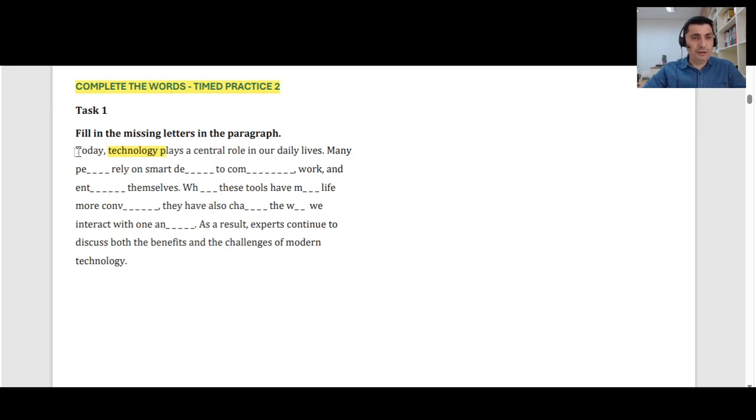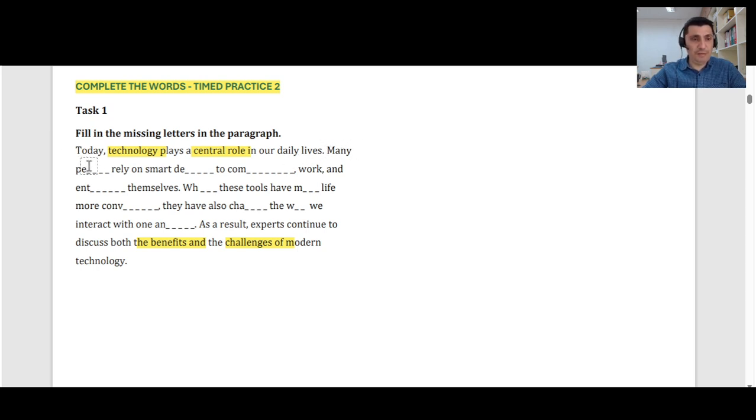As you can see, this part is about the role that technology plays in our lives, all right? And if you read the last sentence, it says, experts continue to discuss both the benefits and the challenges of modern technology. So here we understand that this text talks about both the benefits and also the challenges of modern technology. Okay, so let's check the answers together.